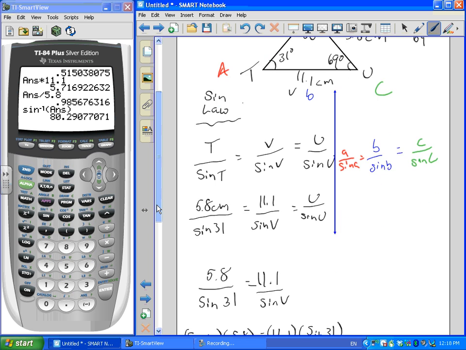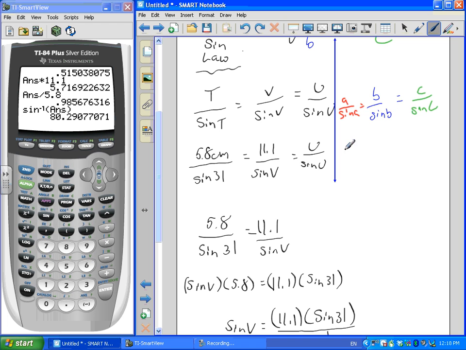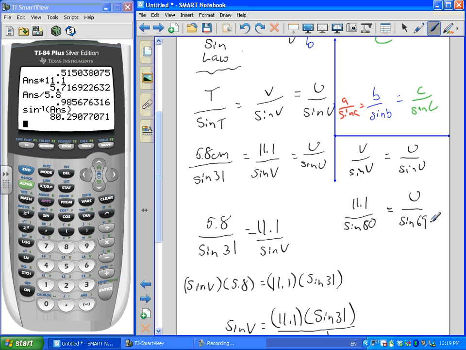So angle U is 69. So let's just complete this. I know angle U is 69. I'm going to do it on the bottom here. So I'll put a line. This is not this calculation, okay? I'm putting a new calculation underneath. We're going to use the new information we have. So I'm going to use V and sine V is equal to U and sine U, okay? Side V we know is 11.1. Sine V is, what did we just discover? 80, right?